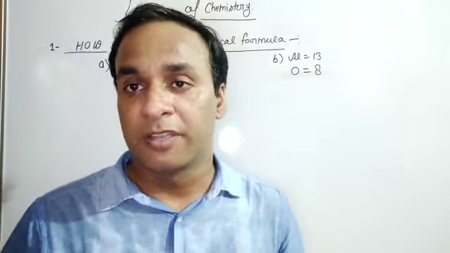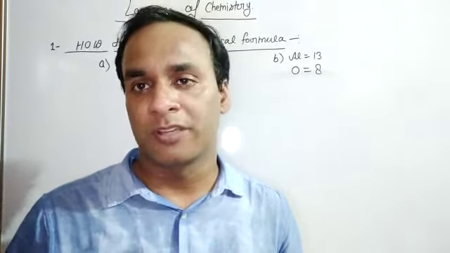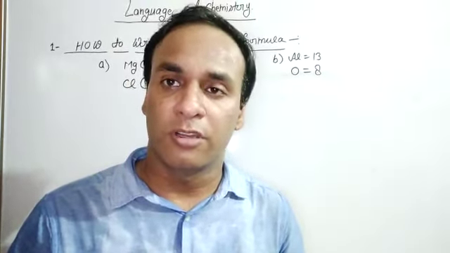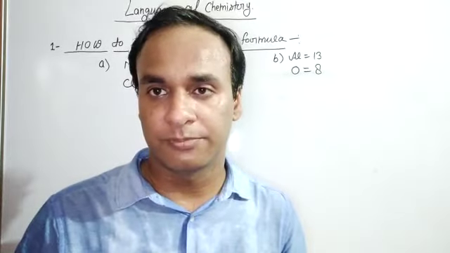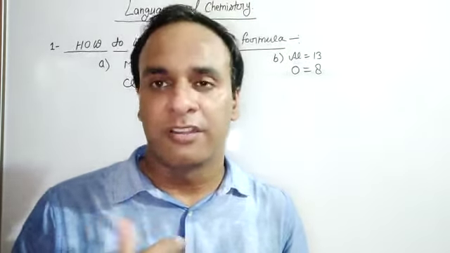Today I am going to explain the language of chemistry, and in this chapter my first topic is how to write the chemical formula. In order to write the chemical formula, firstly we have to know about the symbol of each element and know about the radicals.